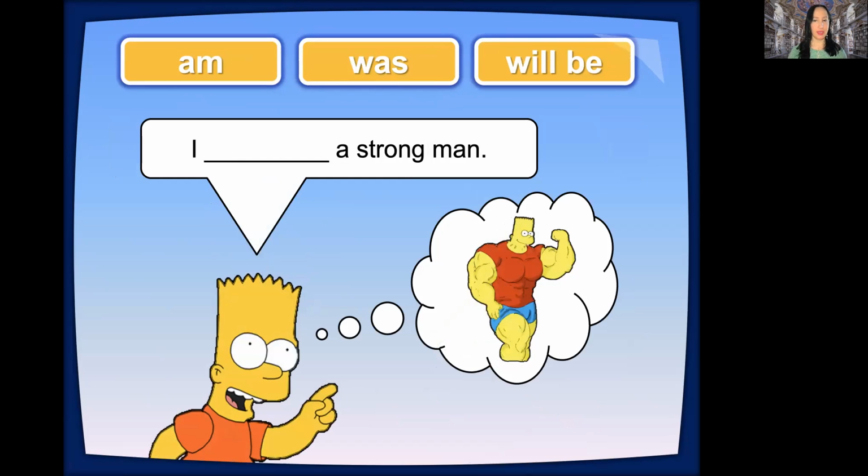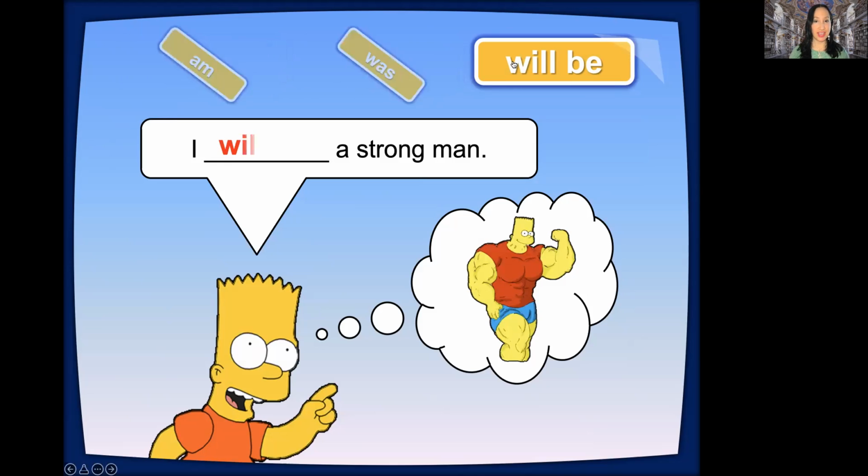Uh-oh, he's thinking. Now, he's thinking he wants to be strong. Did I give it away? Okay. I am a strong man. I was a strong man. I will be a strong man. Now, if you're thinking you want to be a strong man, what tense would that be? That's correct. Future tense. Woohoo!